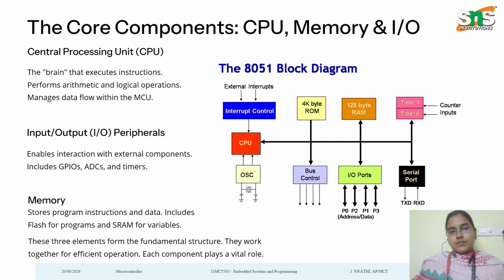And core components, as we discussed, we have CPU, input output peripherals and memory. The CPU is the basic brain of your embedded system. And we have an interrupt controller, like external and internal interrupts, which we can use to introduce a subtask. And coming to the memory, here we can find 4K byte ROM and 128 byte RAM. So these are the two basic memories we have inbuilt. In the microcontroller, you have an inbuilt memory, whereas in the microprocessor, you don't have an inbuilt memory.